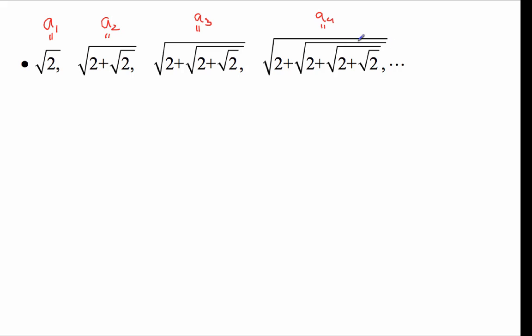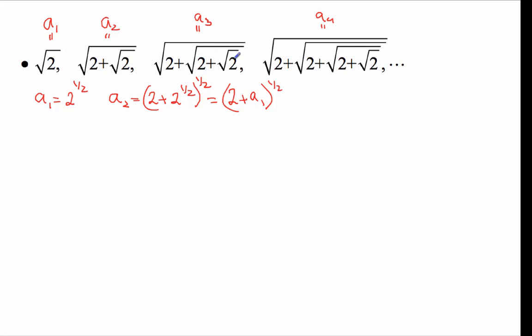But the question is, can we find a formula, AN equals something, that'll give us this sequence that we see over here? Well, let's try and guess that. So, let's write A1 as 2 to the power half. That makes it a bit easier than the square root sign. Then A2 is 2 plus 2 to the half, and that is to the power half. But then this 2 to the half is really A1. So let me write this as (2 + A1) to the half.